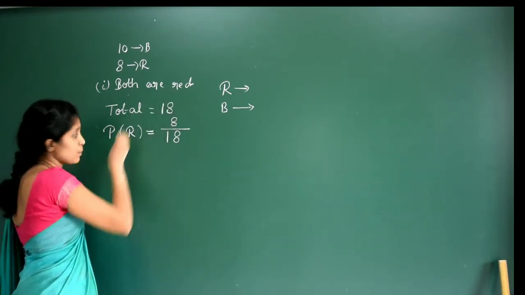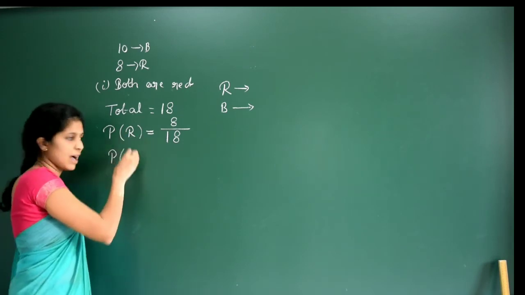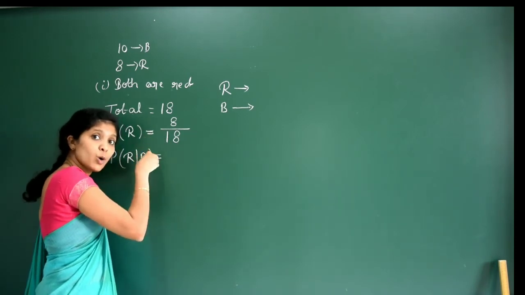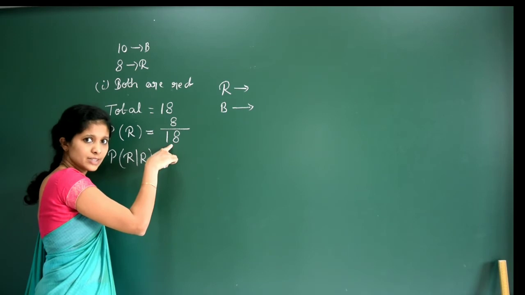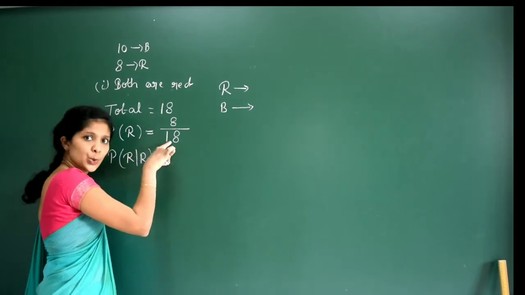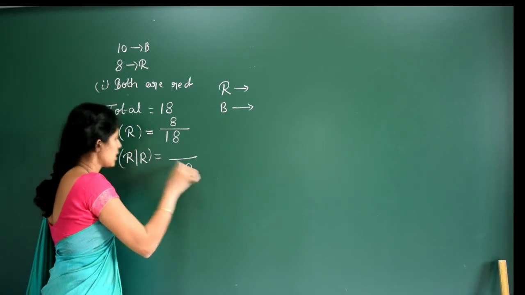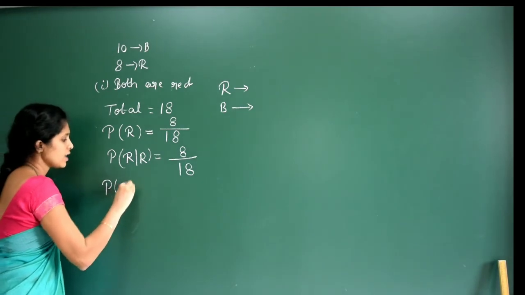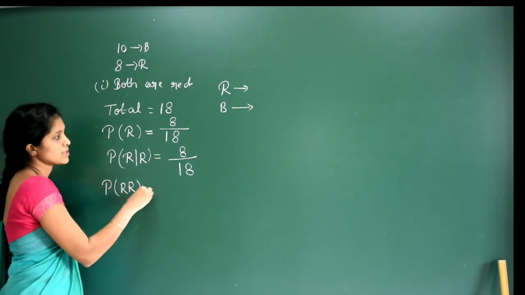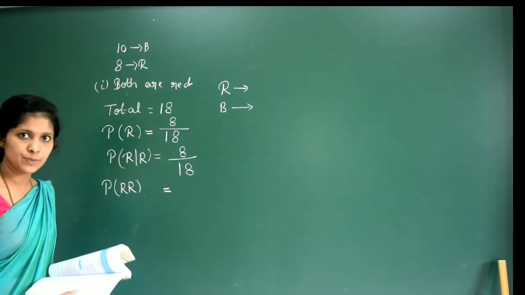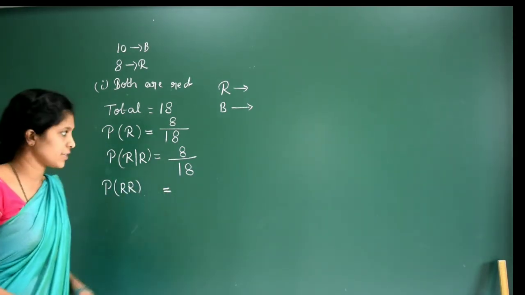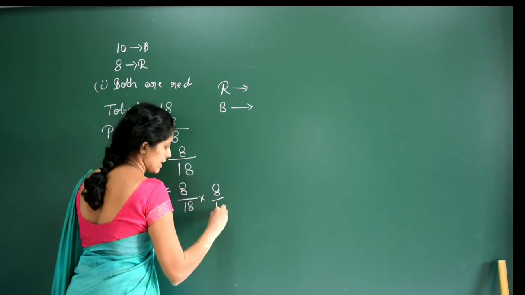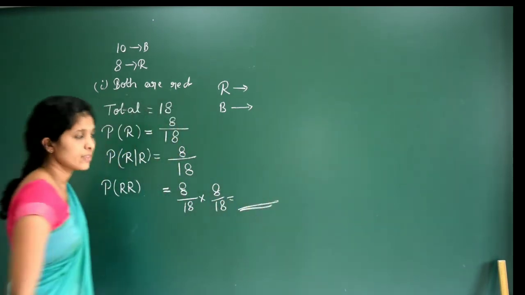Now the other ball is also red. One red has already occurred, but with replacement, so the total number of balls is again 18, and the probability of getting red is also 8 by 18. So the probability of getting both balls red is equal to 8 by 18 into 8 by 18. Simplify this and you will get the answer. That is the first one.